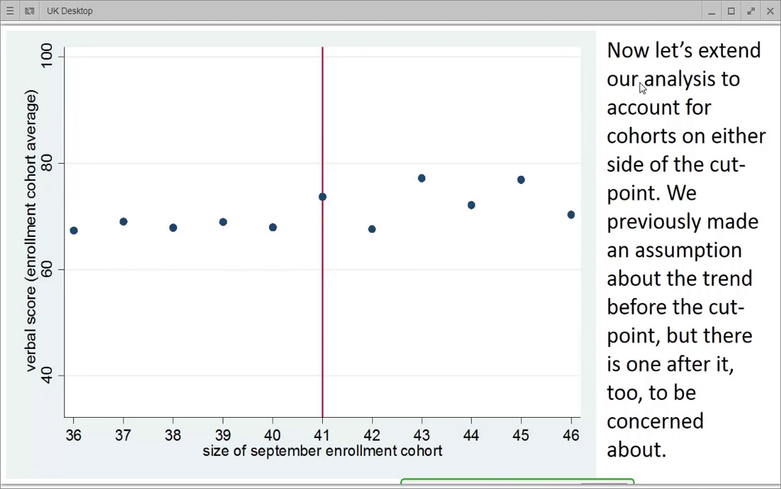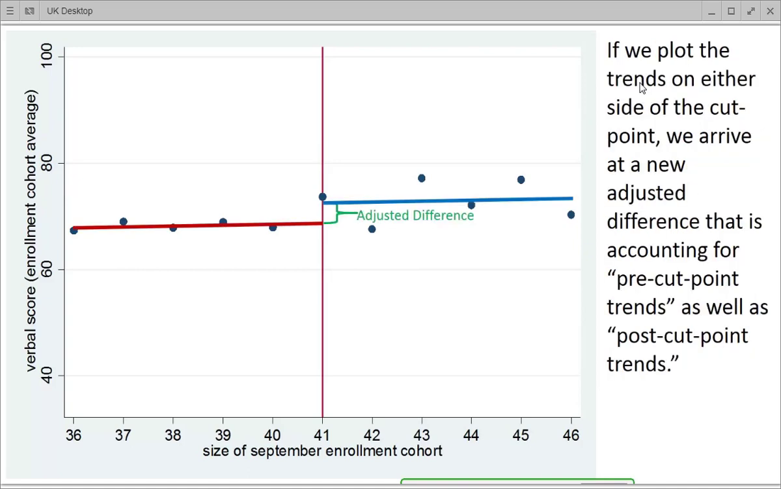So now, we've accounted for what trend is going on within the comparison condition. We also want to take into account what underlying trend there is between cohort size and test score for the treatment condition. So we've already made an assumption about the trend before the cut point, but there's certainly one after it as well that we need to be concerned about. If test scores are just increasing as cohort size increases, we want to take that out so we can zero in on the impact of the treatment effect of being in a smaller classroom.